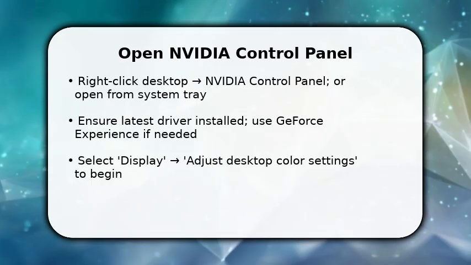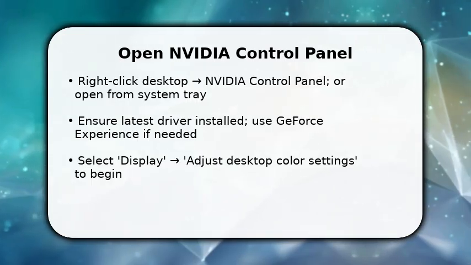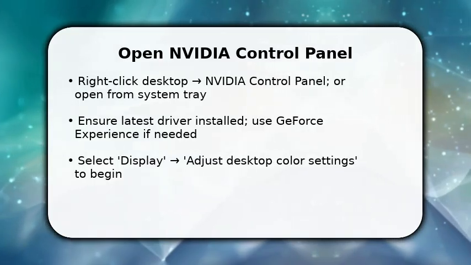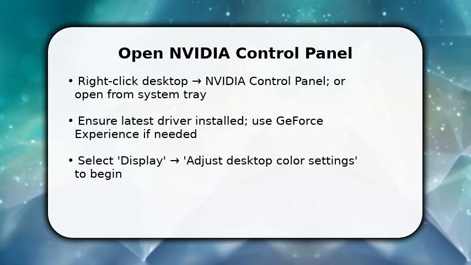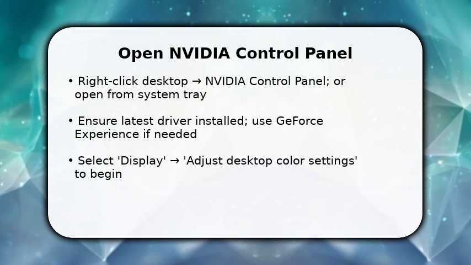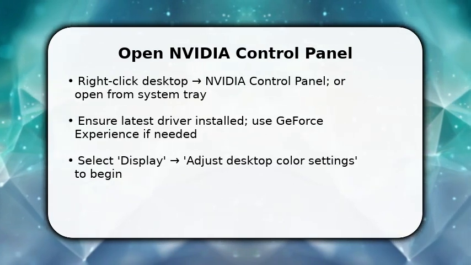Now choose Display and then adjust Desktop Color Settings. That's the control set where saturation lives. You're taking control immediately, so don't get sidetracked by other menus. Focus on the Color Settings section and confirm the correct display is active before proceeding.